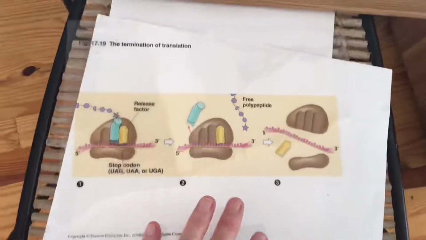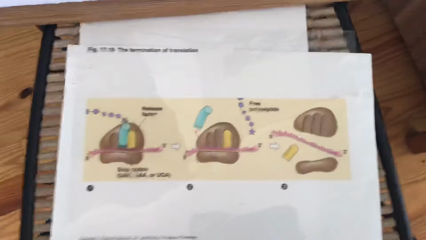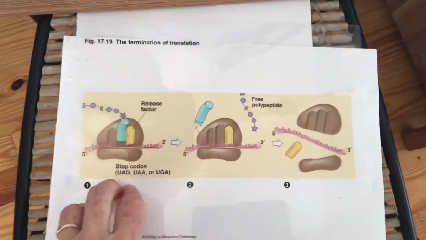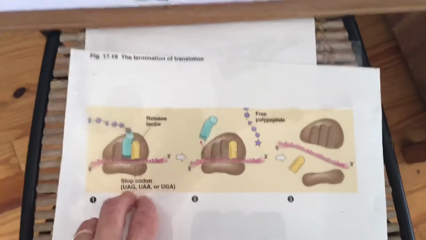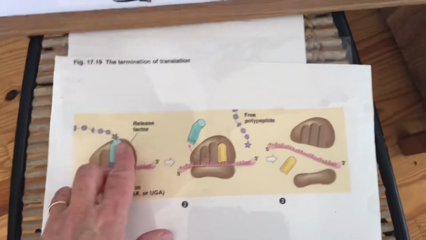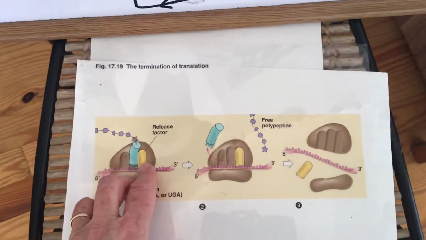So the last one, I didn't have the termination one. So the last step is going to be termination. Termination is where a stop codon is reached. So what happens there is that instead of a transfer RNA, a release factor comes in. Basically, it's kind of like an enzyme.